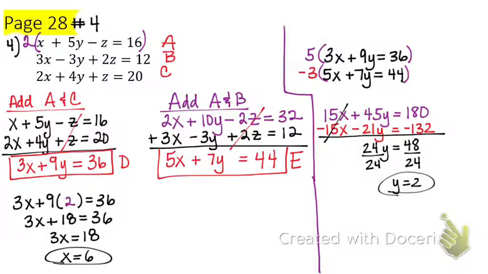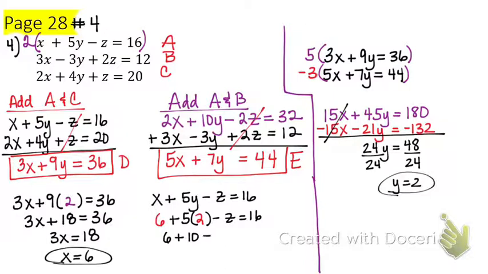So equation A says x plus 5y minus z equals 16. So we know x is 6, and we know that y is 2. So we have 6 plus 10 minus z equals 16. Go ahead and solve that for z.